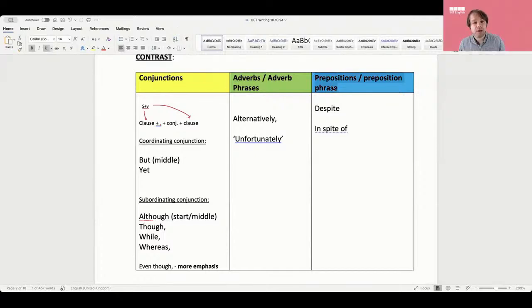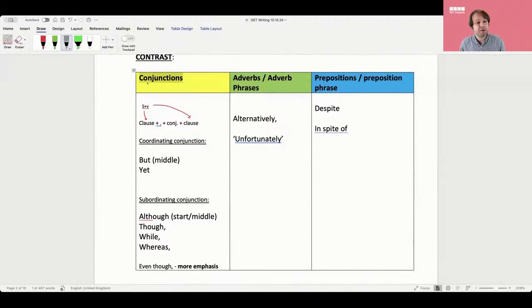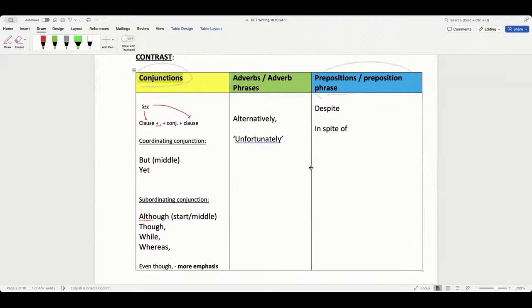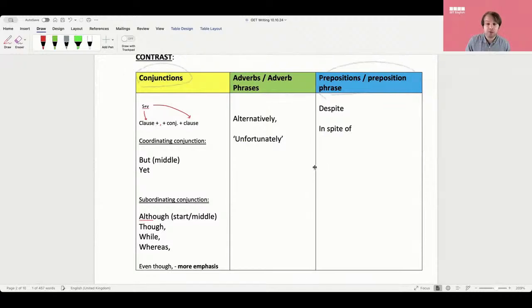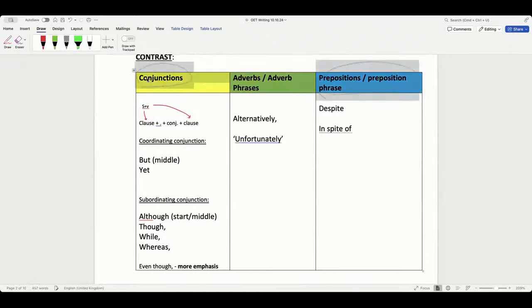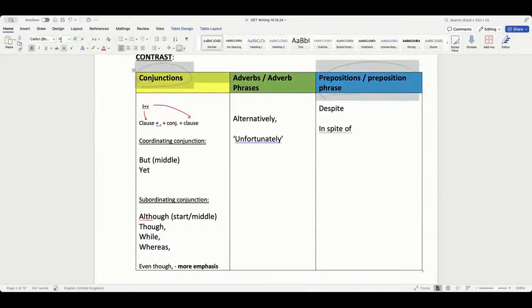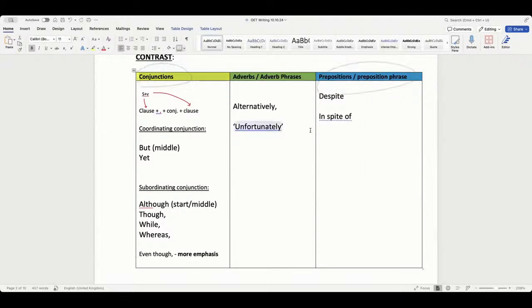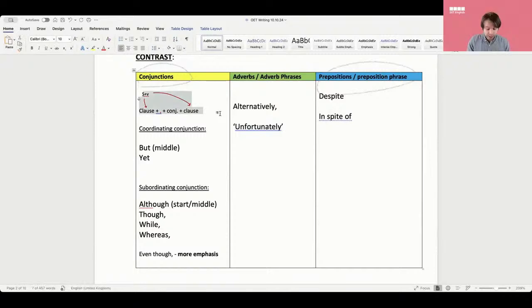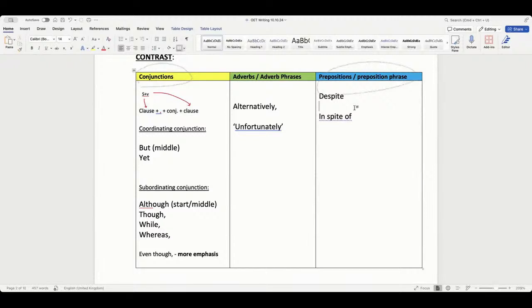These ones are very different to these ones. Can you tell me what's the important difference here between this and this? If you don't know, you can just say, I don't know, I'm not sure. I think despite can't start a sentence. You can start with despite, yes. In spite of can go in the middle or it can go at the end.